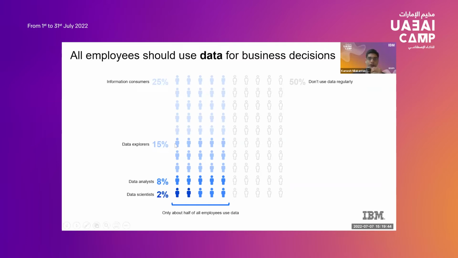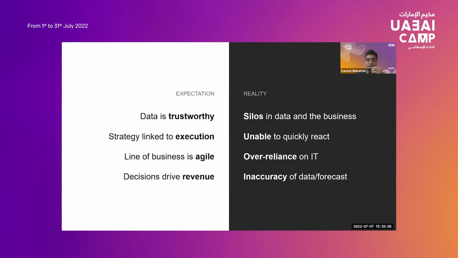So if you look at it overall, we have about 50% of employees who typically have access to data, and the remaining 50% have access to nothing. So all of them in reality need access to data to make informed business decisions. But this is the gap that we see in the market as of today, and this is what fundamentally everyone is trying to change.